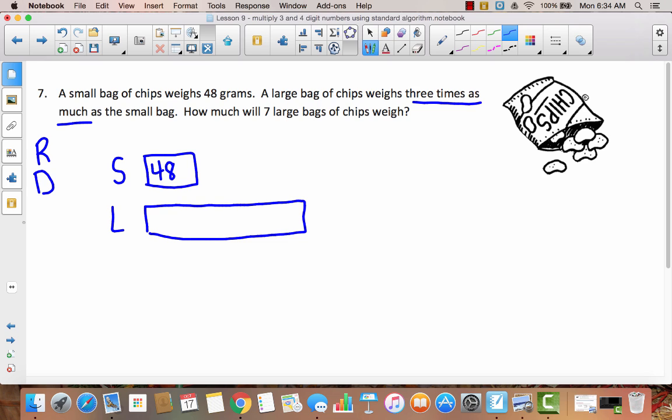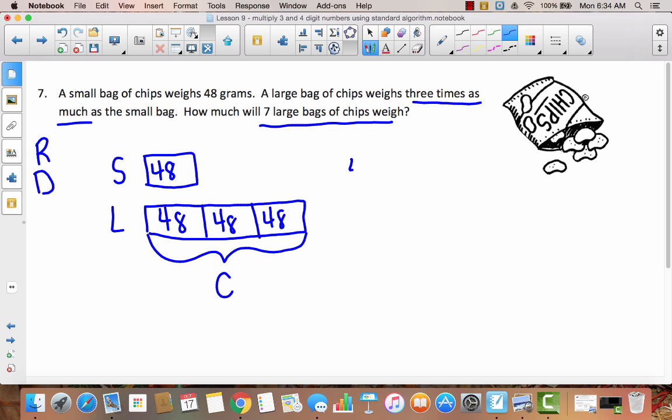Now notice this tape diagram. I tried to make this where it was 3 of the small bags. Now it's not perfect, but at least you can tell that I tried to make it look like it was 3 of the small one. Now the question doesn't ask how much is this all together. The question says how much will 7 large bags of chips weigh? So this is a 2-step problem. All right, first of all, I've got to figure out how much 1 large bag of chips weighs. So this is what I'm trying to figure out here.